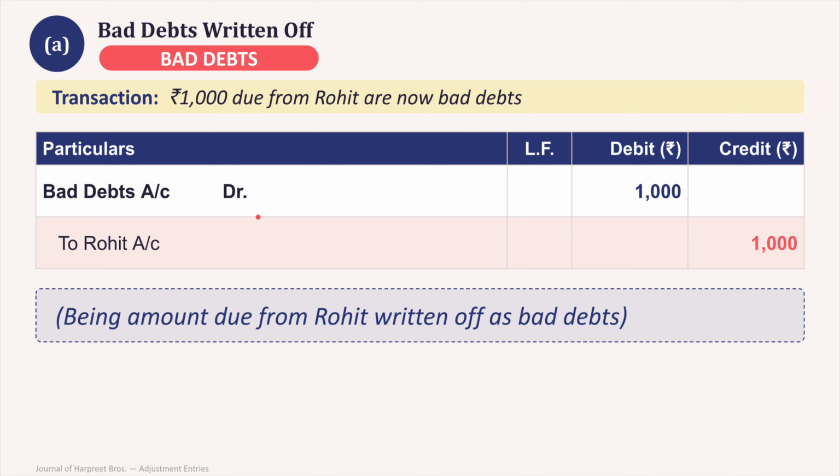Okay, so bad debts is an expense or loss from my end. I'm not going to get it. So I will debit bad debts account, debtor to Rohit account, my debtor. He is a debtor, so that's going to decrease. Initially I would have debited Rohit, now I am crediting it and closing. So 1,000 rupees I am not going to get. So being amount due from Rohit written off as bad debts.